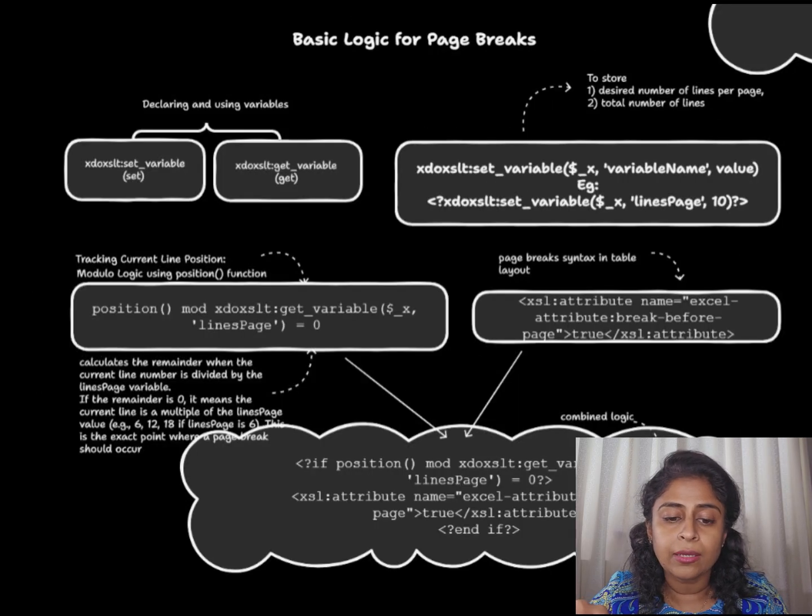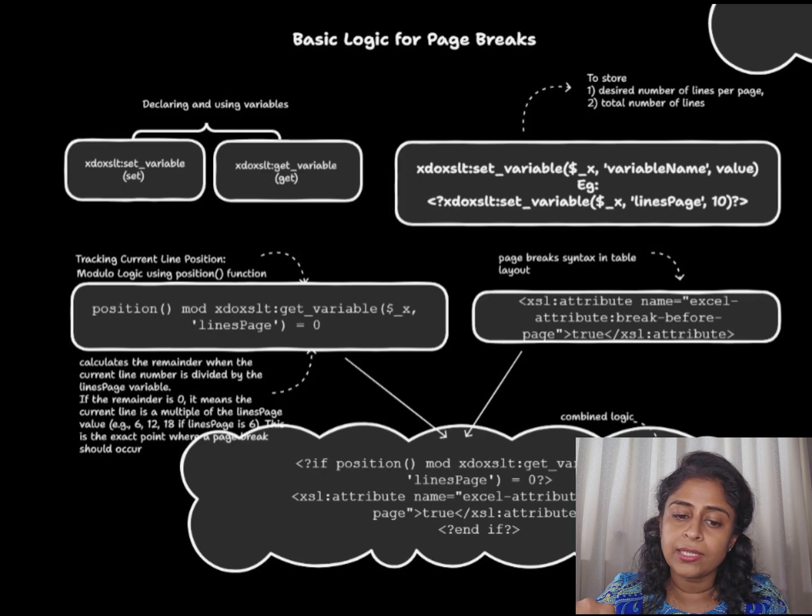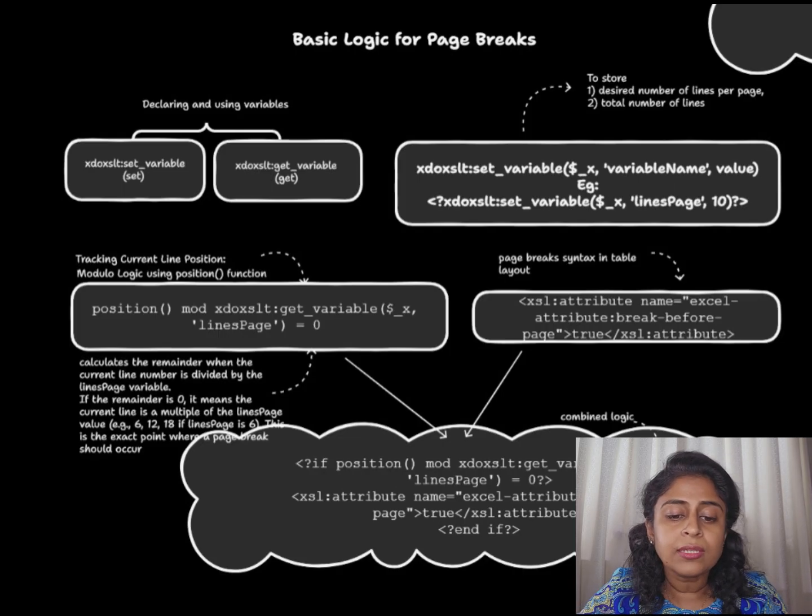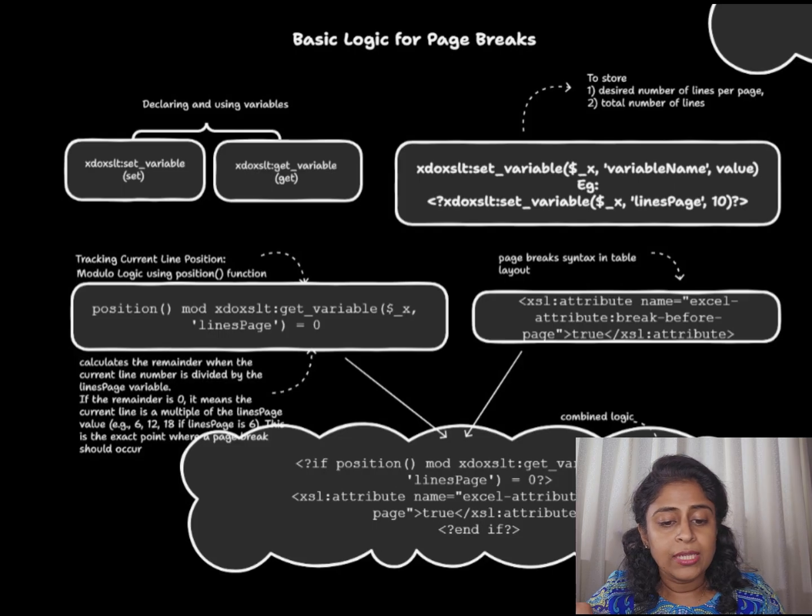However, implementing this requires a mechanism to track the current line's position and trigger the break when our desired limit is reached. This is where Oracle's XSLT capabilities come in, giving us tools to create dynamic page breaks. So let's start with the foundation.